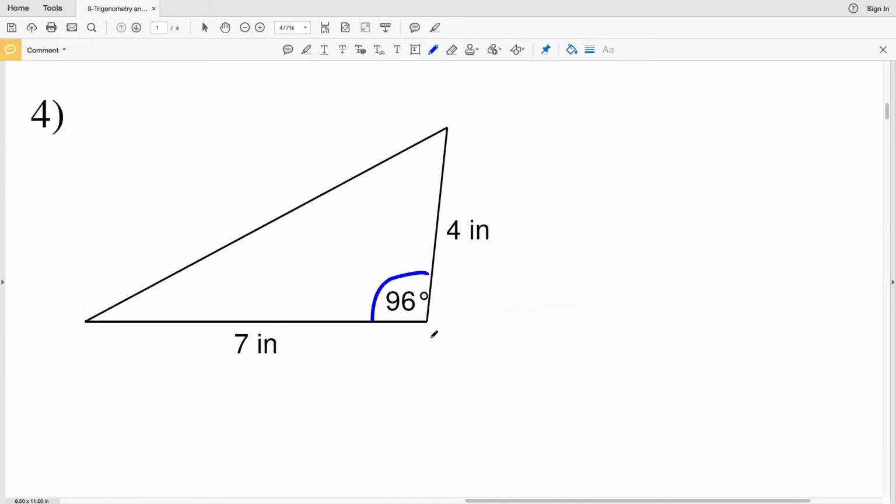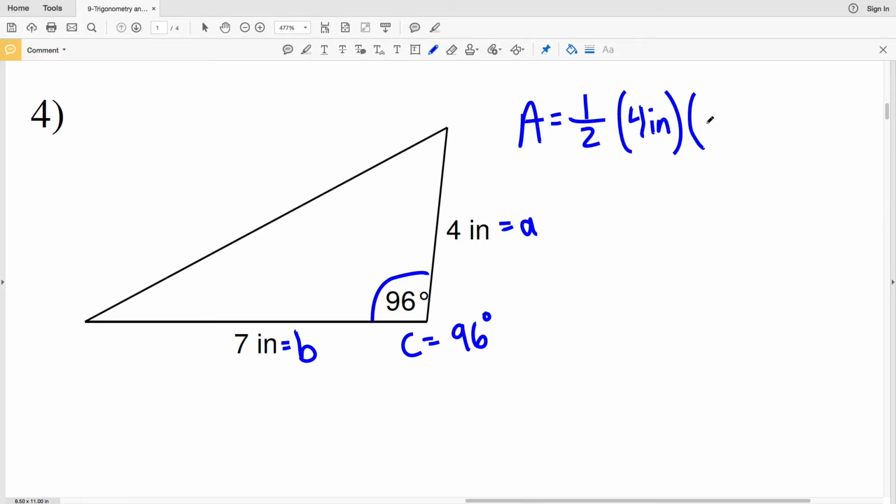And number 4, our angle C is equal to 96 degrees. Side A, let's make 4 inches, and side B will be 7 inches. So area equals 1/2 of A, which is 4 inches, times B, 7 inches, times the sine of C, which is the sine of 96 degrees.